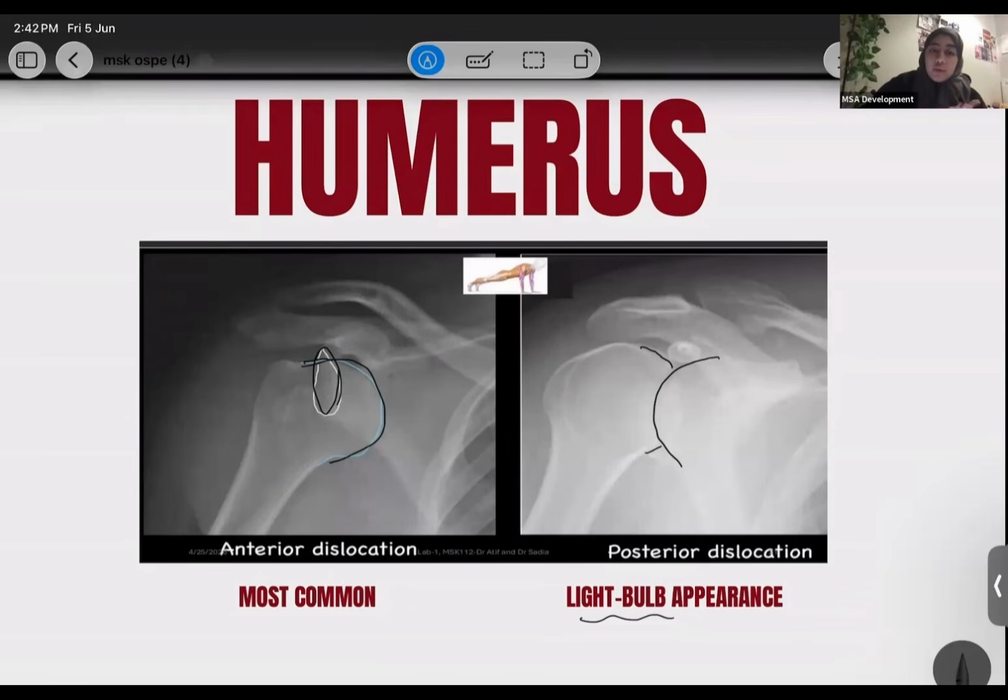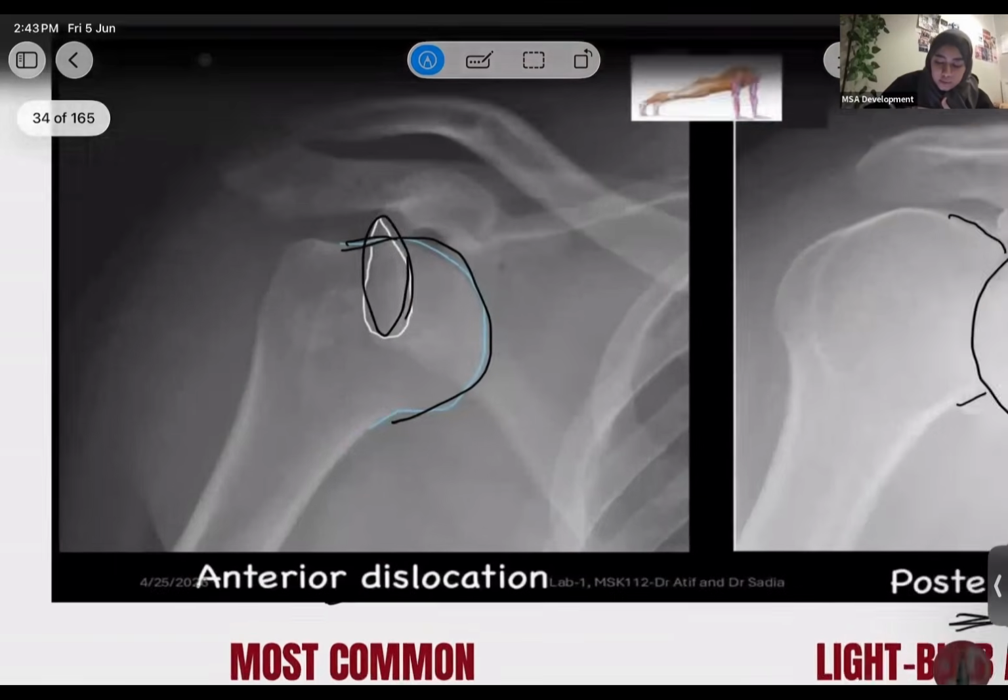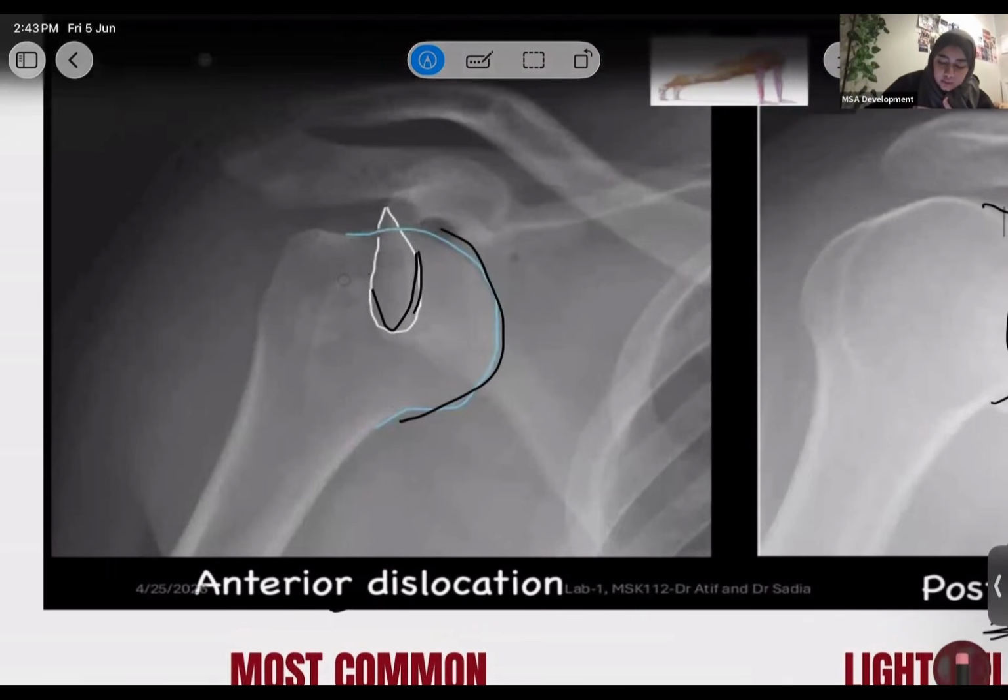We have two types of dislocations of the humerus. We have anterior dislocation and we have posterior dislocation. Let's start with the anterior. Anterior dislocation means that the humerus goes in front of the glenoid fossa. So basically, if you zoom in, of course, they're not going to get you the pictures drawn, but just know that the humerus looks like it's in front of the glenoid fossa.